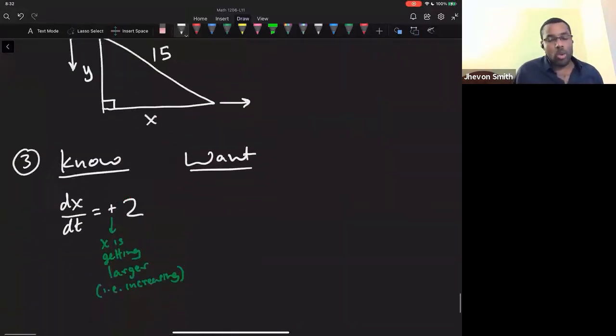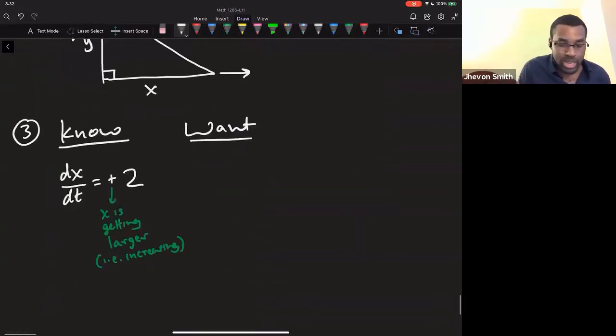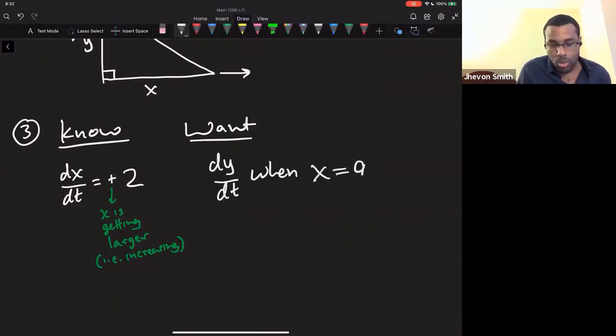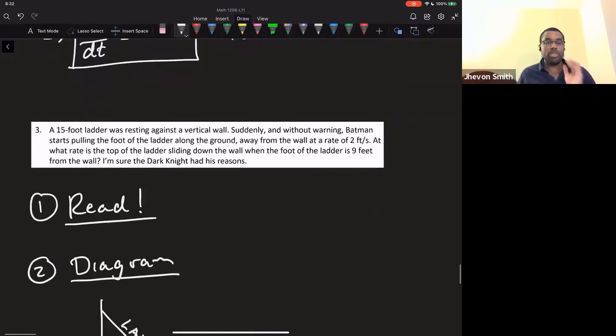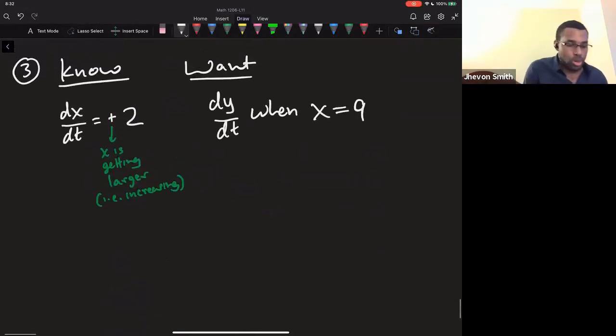So yeah, what do we want? We want how fast the top of the ladder is sliding down the wall. Well, that's dy dt. When do we want it? When x equals 9, right? When the foot of the ladder is 9 feet from the wall. All right, so that's what we know and what we want.